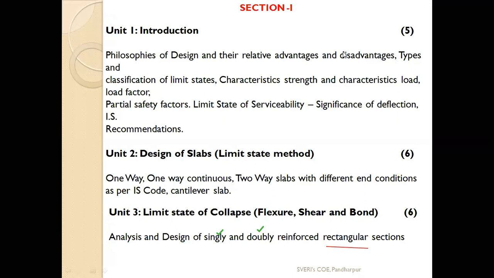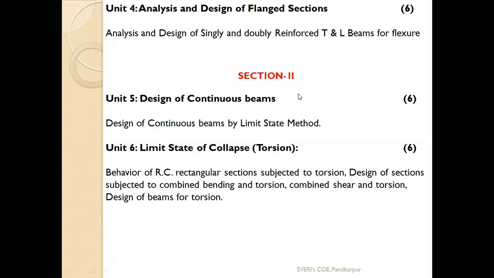Okay. So now this is the brief introduction of limit state of collapse, that is your unit number 3. Then we will move to the next unit, that is unit number 4. Here you are going to design the flange sections. Flange sections means analysis and design of singly and doubly reinforced T and L beams for flexure. Flexure means for bending. So here we are going to analyze and design the T and L beams.